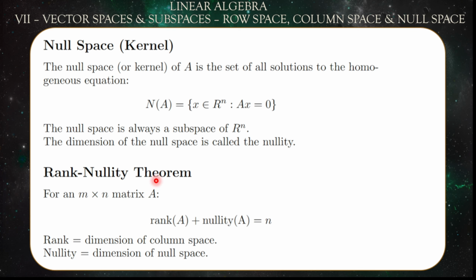The rank-nullity theorem: for an m by n matrix A, the rank of A plus the nullity of A is equal to n. Rank is equal to the dimension of the column space. Nullity is equal to the dimension of the null space.